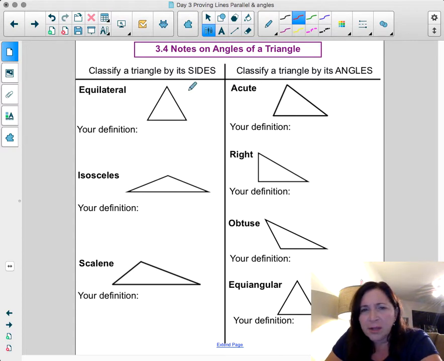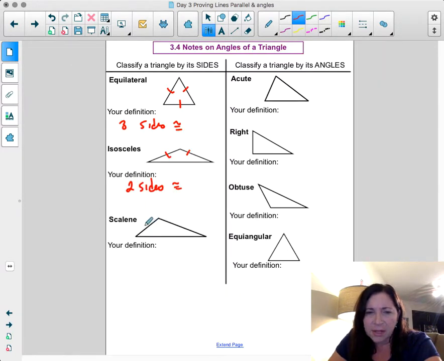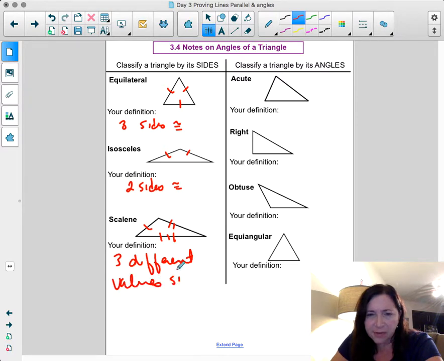So moving to angles of a triangle, classifying the triangles by their sides. An equilateral triangle is a triangle that has all 3 sides congruent. An isosceles triangle is where you have 2 sides congruent. A scalene triangle is where all sides are not congruent, so none of these sides are the same. You have 3 different values for the sides. Each one is different.